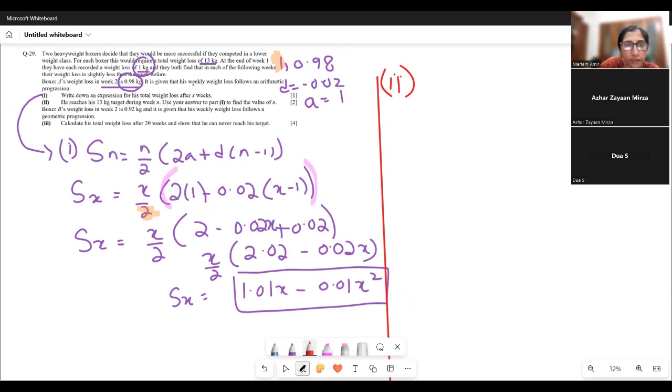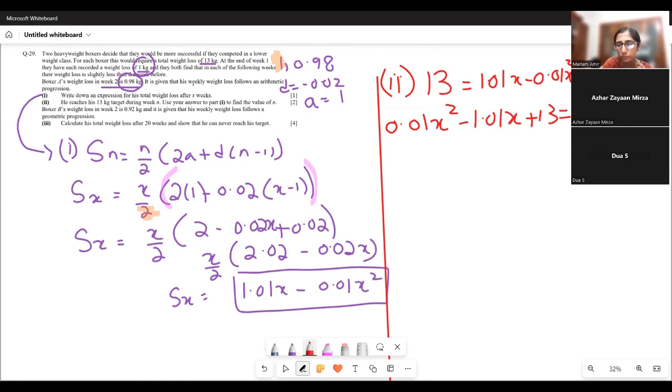He reaches his 13 kg target during week N. Use your answer to part 1 to find the value of N. So the sum of the weight loss in x weeks is 13. So 13 is equal to 1.01x minus 0.01x squared. Rearrange the quadratic equation: 0.01x squared minus 1.01x plus 13 is equal to 0. Use the quadratic formula and find the two values of x.